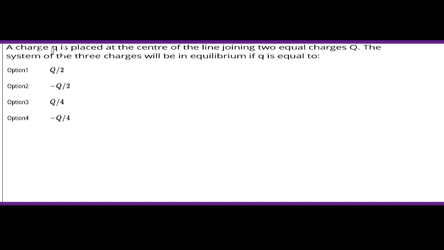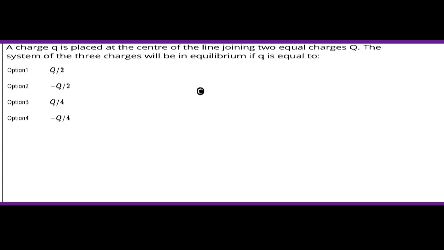So in this question there is a charge small q that is placed at the center of the line joining the two equal charges capital Q, and it is given that the system of the three charges will be in equilibrium if small q is equal to, and we have four options: Q upon 2, minus Q upon 2, Q upon 4 and minus Q upon 4.